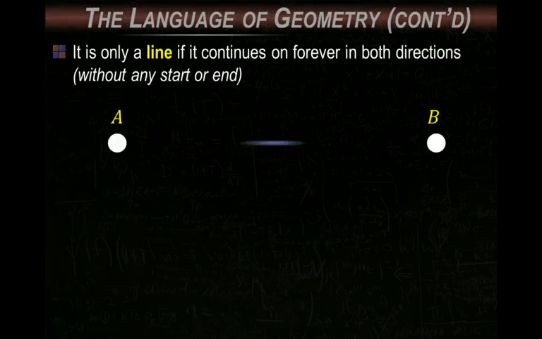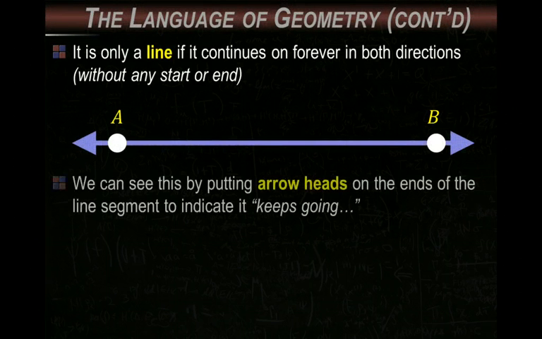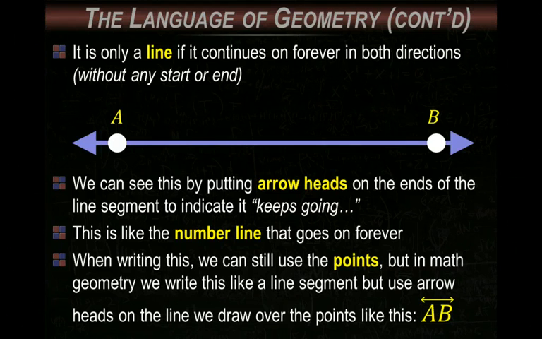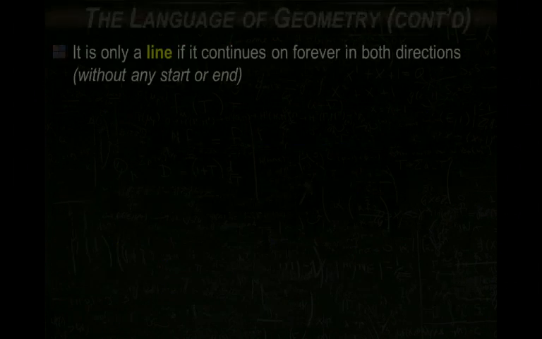If it's a line, then theoretically it goes on forever in both directions. And the way we indicate that in geometry is to draw these arrowheads on 2 sides. The arrowheads indicate that this thing just keeps going forever, okay? Like the number line does. The number line goes on forever, okay? In geometry, we do this by putting arrowheads on the line over the 2 letters. That's called a line, whereas this one's called a line segment.